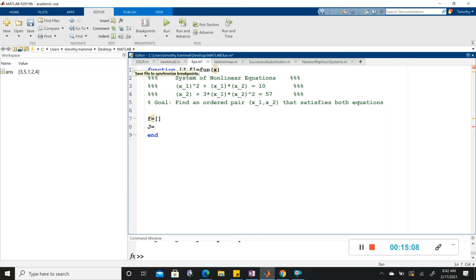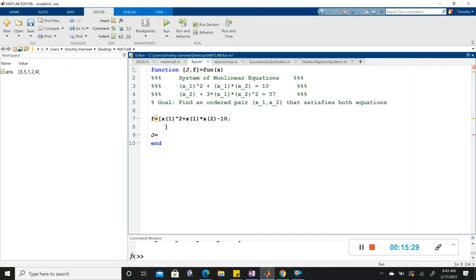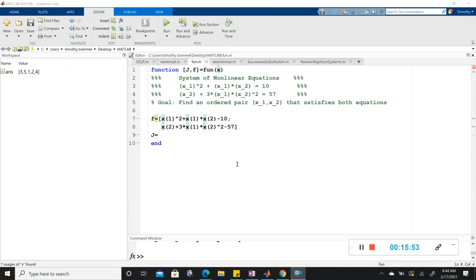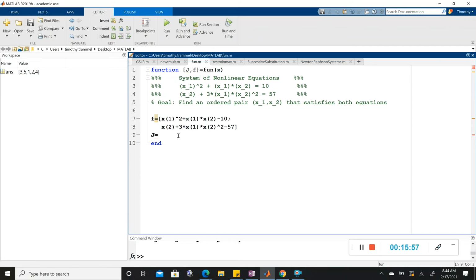So how about x of 1 squared, and then plus x of 1 times x of 2, and then minus 10. So there's our first function. And then our second one should be x of 2 plus 3 times x of 1 times x of 2 squared, and then minus 57. And let me just double check what I have here. All right, that all looks good. Let's go ahead and fill in our Jacobian.